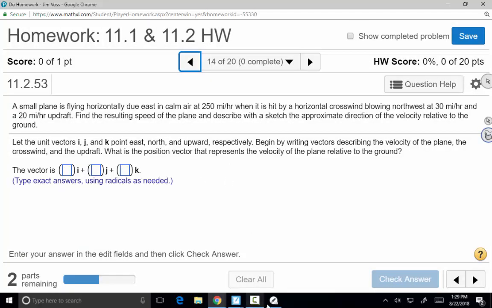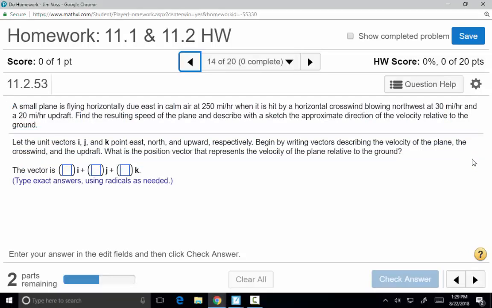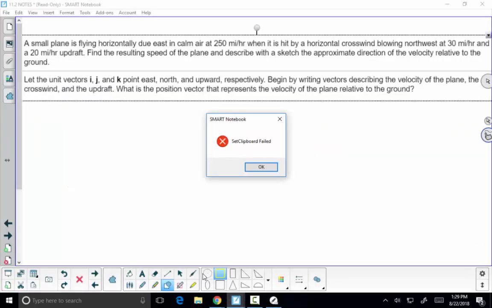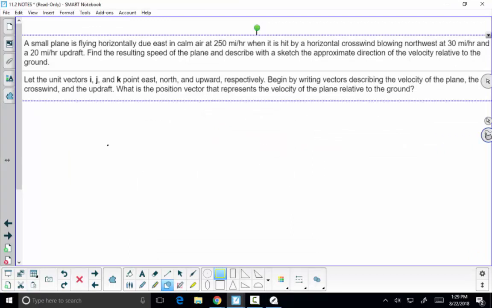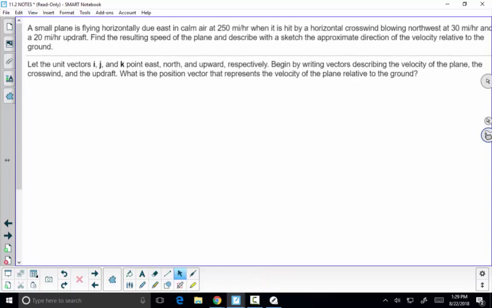This sort of ups the ante, and we're dealing with three-dimensional space here. We have to be a little bit cautious. It gets a little bit confusing, perhaps. So first it talks about this plane flying due east in calm air at 250 miles per hour, and then it comes across this northwest wind and this updraft.